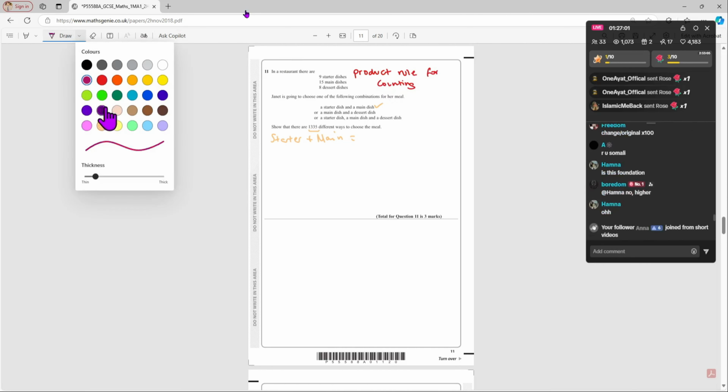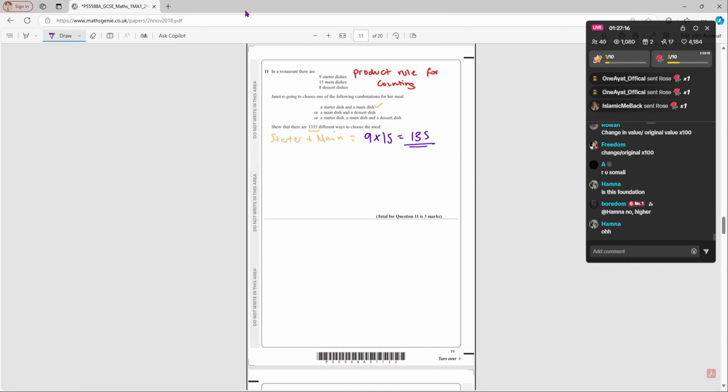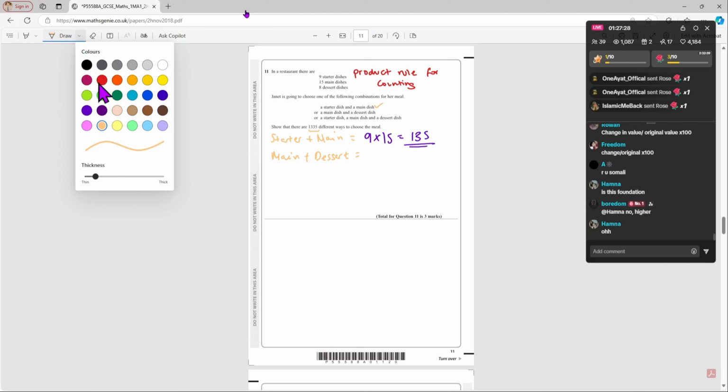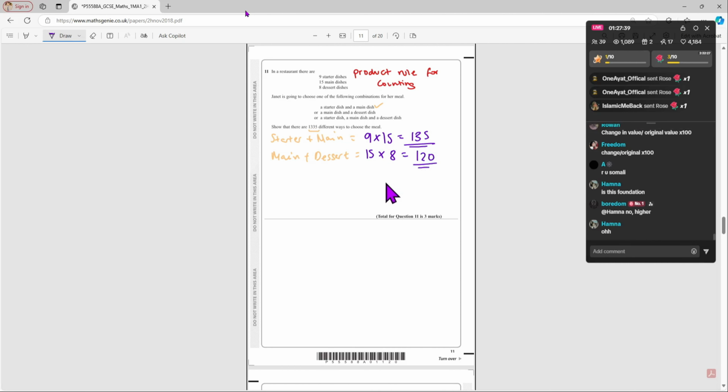So, the starter and the main dish. There are 9 starter dishes in total, 9 times 15 main dishes. That will give you 135 total combinations, okay? And then the same thing with the main and dessert dish. There are 15 main dishes, times it by 8 dessert dishes, and that's going to give us 120 combinations, okay? So basically, we're working out the total combinations that there are.